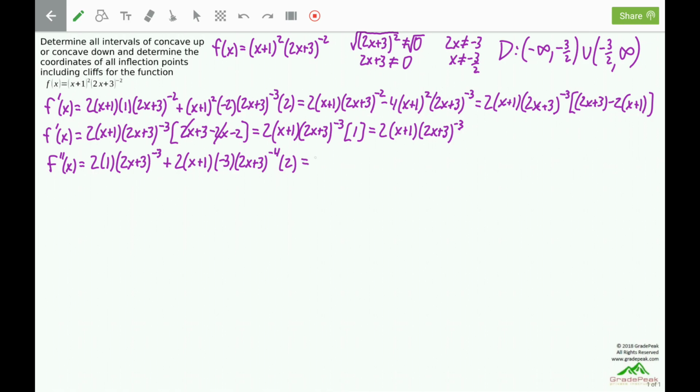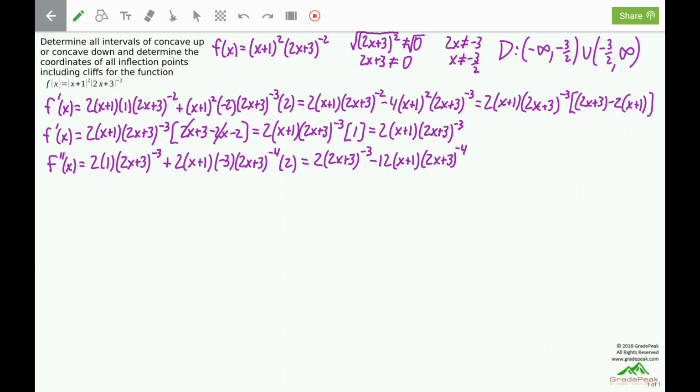For the first term, we have 2 times 1, which is a 2, and a 2x plus 3 to the negative 3 power. For the second term, we can put all the constants together. We have a 2, a negative 3, and a 2. 2 times negative 3 is negative 6, times another 2 is negative 12. We also have an x plus 1 and a 2x plus 3 to the negative 4.